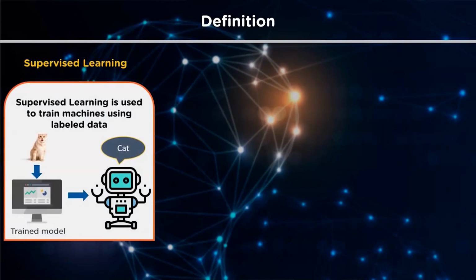Supervised learning uses labeled data to train machine learning models. Labeled data means that the output is already known to you. The model just needs to map the inputs to the outputs. An example of supervised learning can be to train a machine that identifies the image of an animal. Below you can see we have a trained model that identifies the picture of a cat.